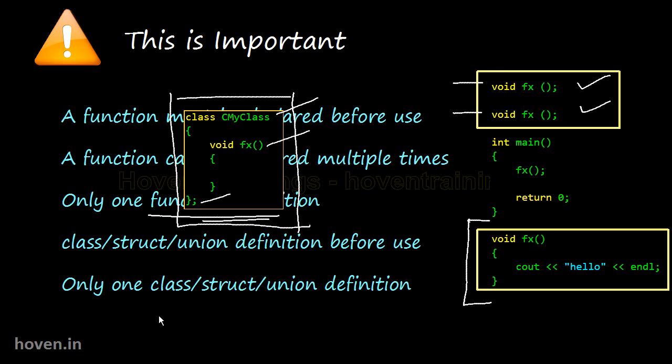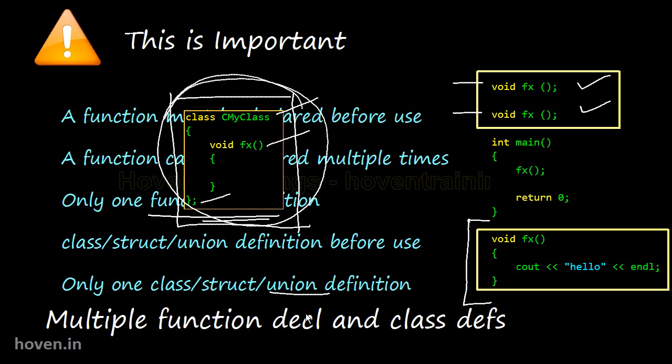There can be only one definition of a class. Only one definition of a class is allowed. More than one definition will cause an error. So multiple function declarations are allowed before use, just like we saw here. But multiple class definitions are not allowed before use. So you cannot have this same class definition appear twice before use, just like this function declaration could appear twice. But this cannot appear twice.